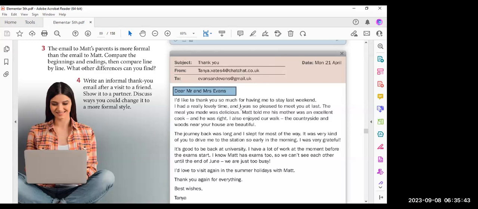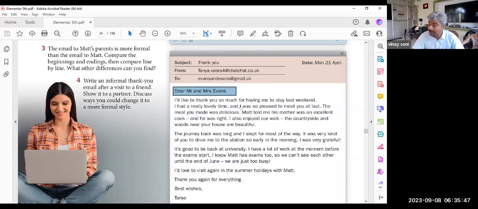Yeah, absolutely. You see, flow. You need to learn the flow in this language, English language. Okay. You need to develop a connection between your thoughts and the way English words flow so that you can express your thoughts in English without having to worry. I would like to thank you so much for having me to stay last weekend.